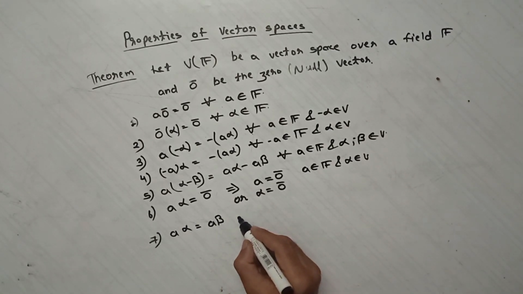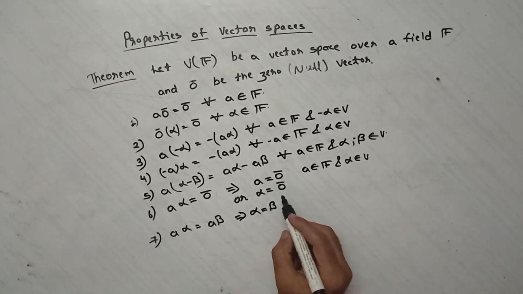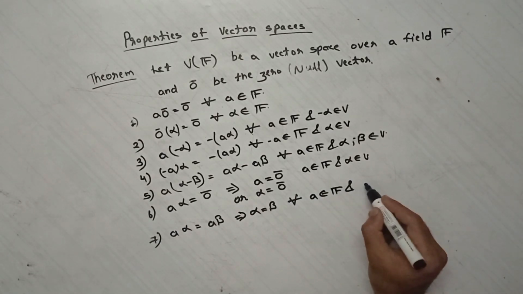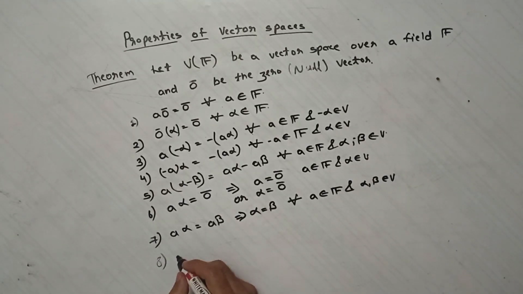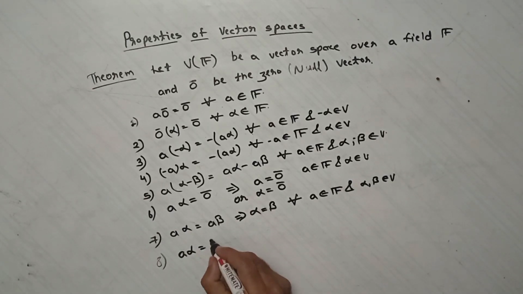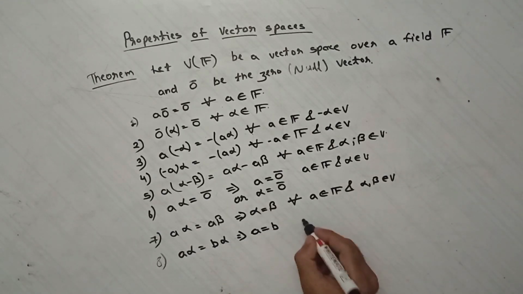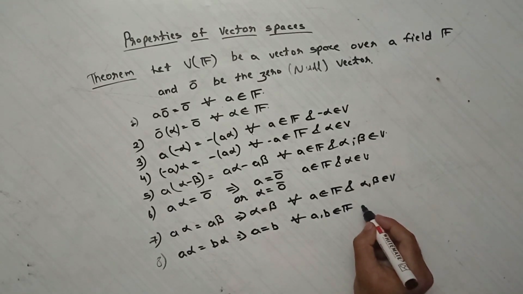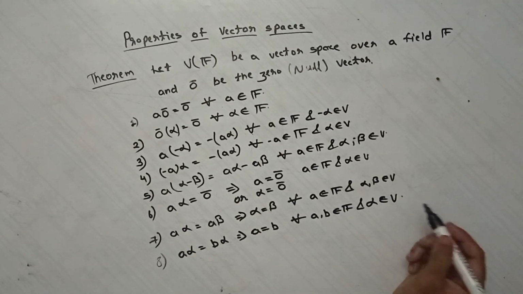a alpha equals a beta implies alpha equals beta, for all a belonging to F and alpha, beta belonging to V. Next one is a alpha plus b alpha, which means a equals b, for all a, b belonging to the field and alpha belonging to V.